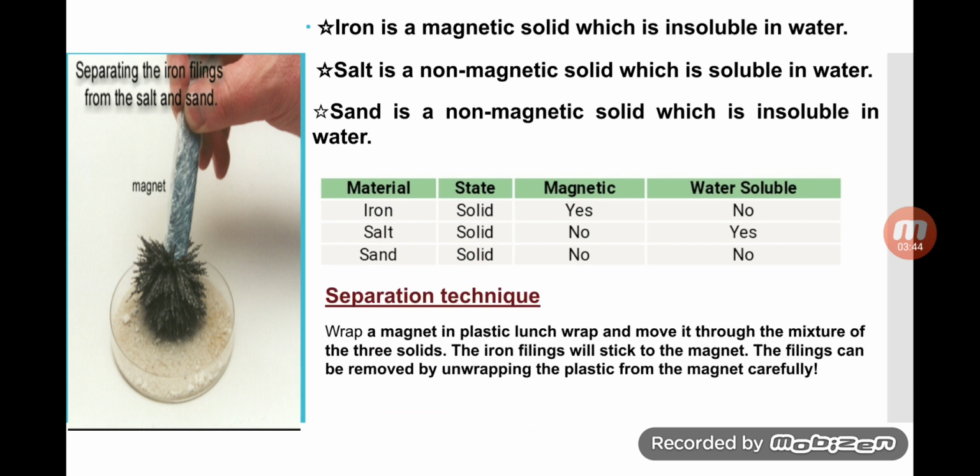Separation technique: wrap a magnet in plastic wrap and move it through the mixture of the three components. The iron filings will stick to the magnet. The filings can be removed by unwrapping the magnet carefully. Yes, my dear students, you can separate magnetic filings with the help of a magnet bar.